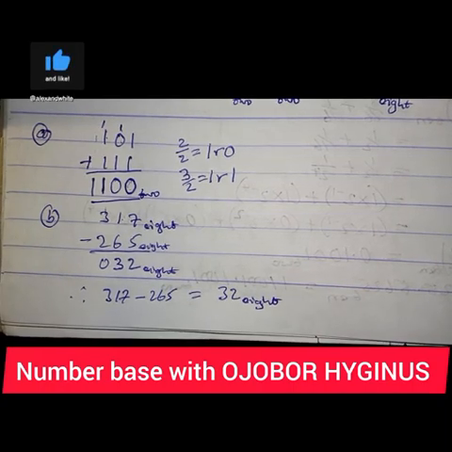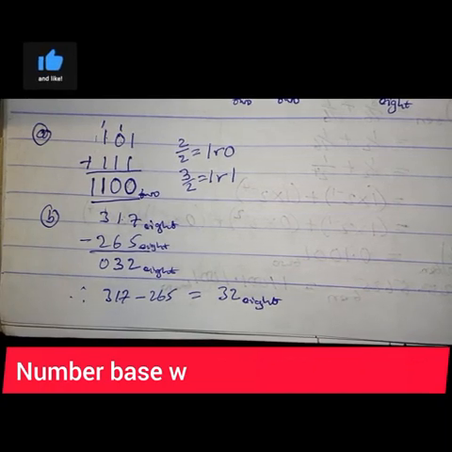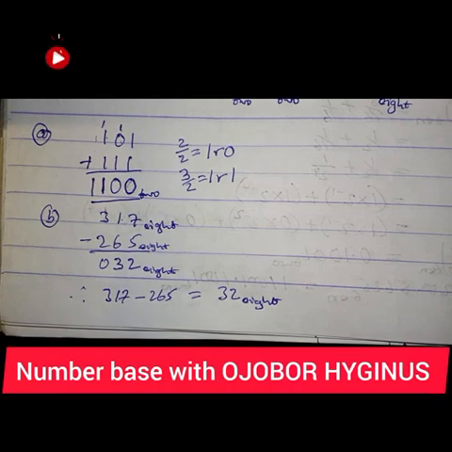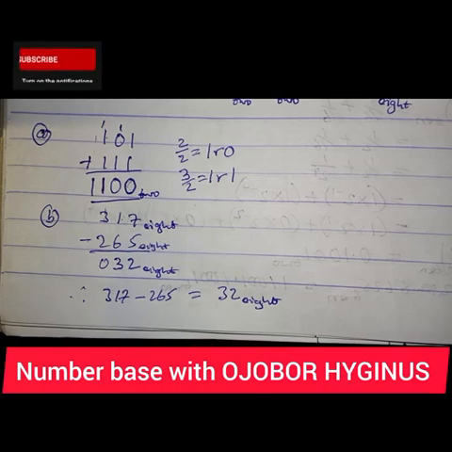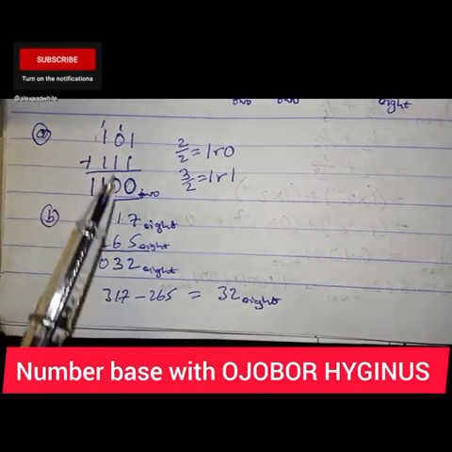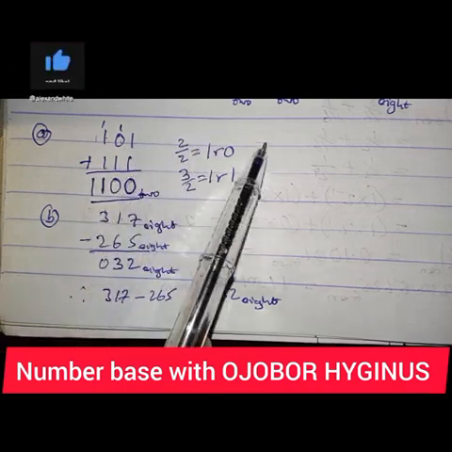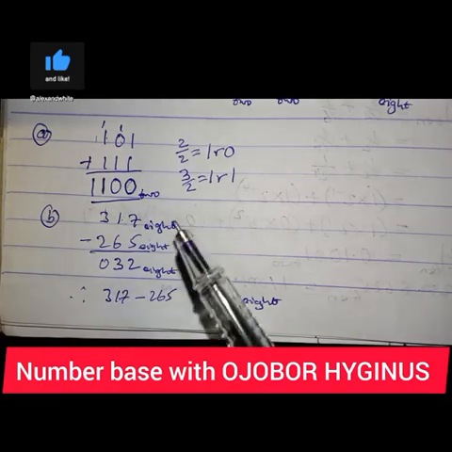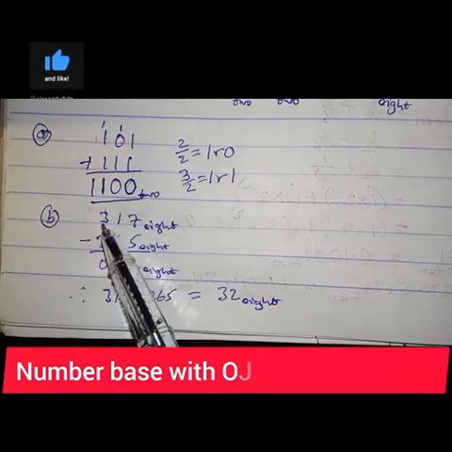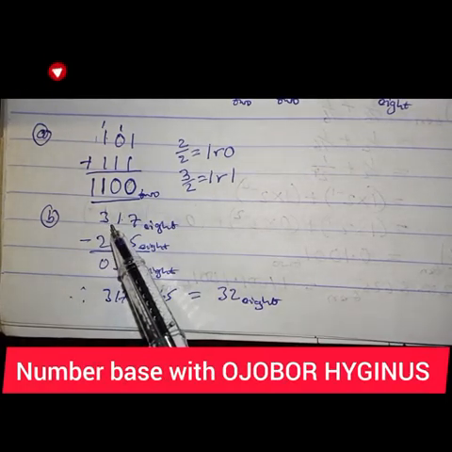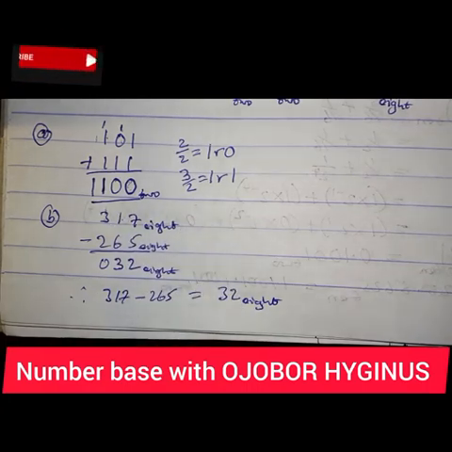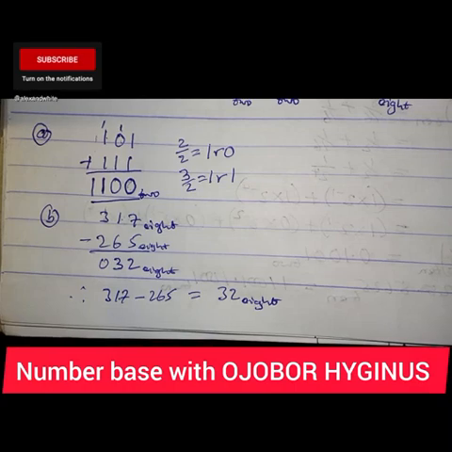So that is how we add and subtract numbers in different bases. Of course, you can still do this by converting them individually to base 10, adding or subtracting, and then converting back to the original base. But you know that is a waste of time if we can actually do it directly.